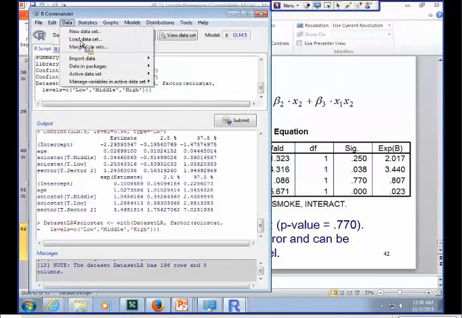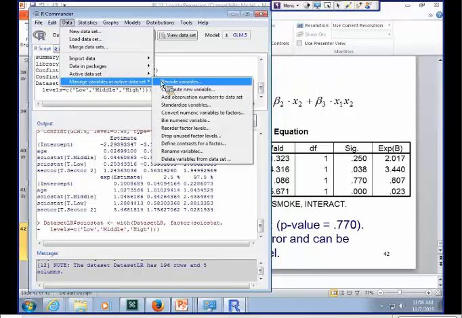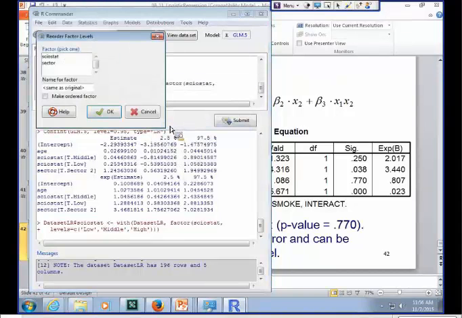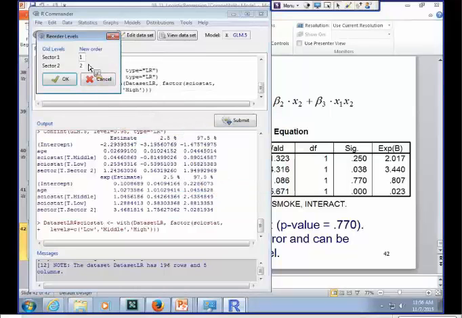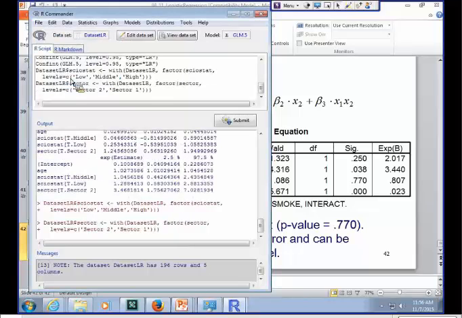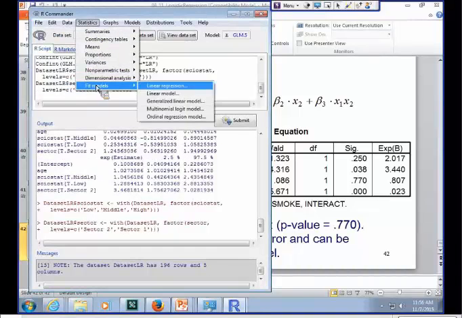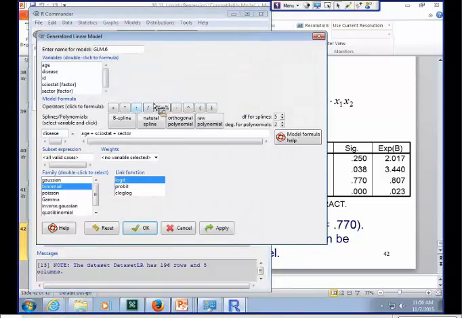Also, for the sector, I like to do it the same way as what I saw in SPSS. I reorder the sector. I'm going to make sector 1 the 2 and the 2 the 1. Remember, the smaller value is used as the base category. So if you do it this way, you will get the odds ratio for sector 1 versus sector 2 to get disease. Okay, so I click OK. And then let me rerun the analysis: Fit Model, Generalized Linear Model, same variables there. I click OK.